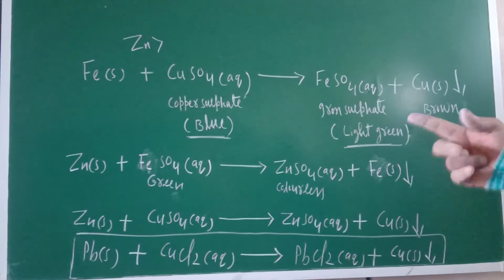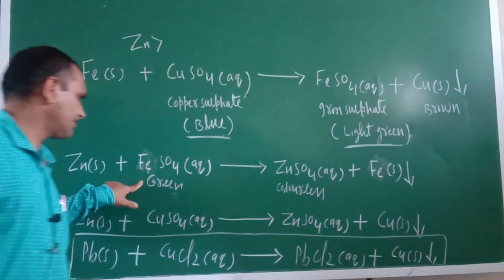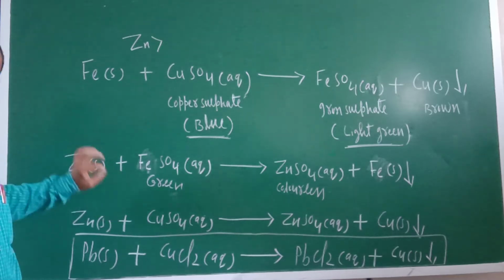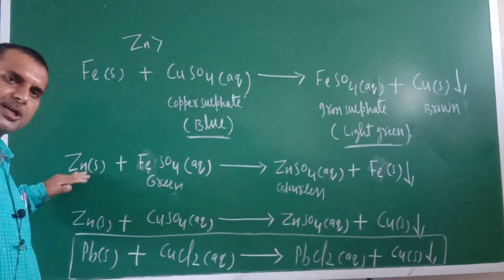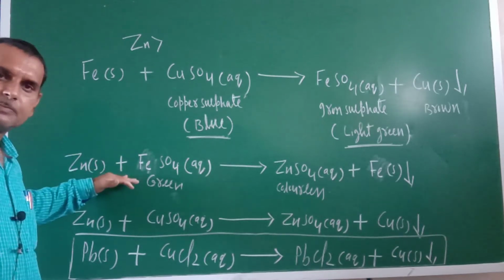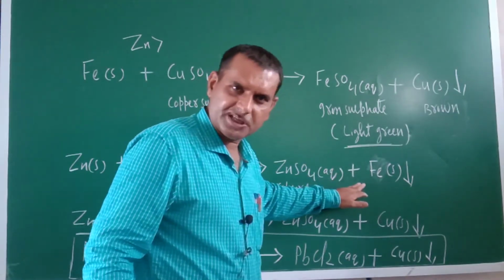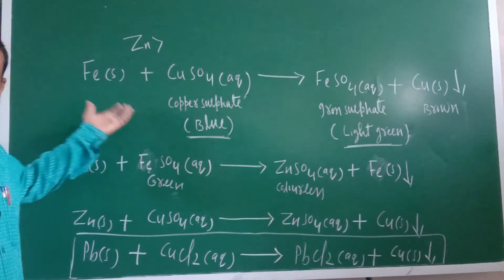So zinc is a metal. Zinc is reacting with iron sulfate. What is the color of iron sulfate? Green. Now zinc is more reactive. If you see the reactivity series, zinc is placed above iron. So zinc will displace the iron. Here zinc sulfate forms and iron will be deposited. In the same way you can perform the activity here also.